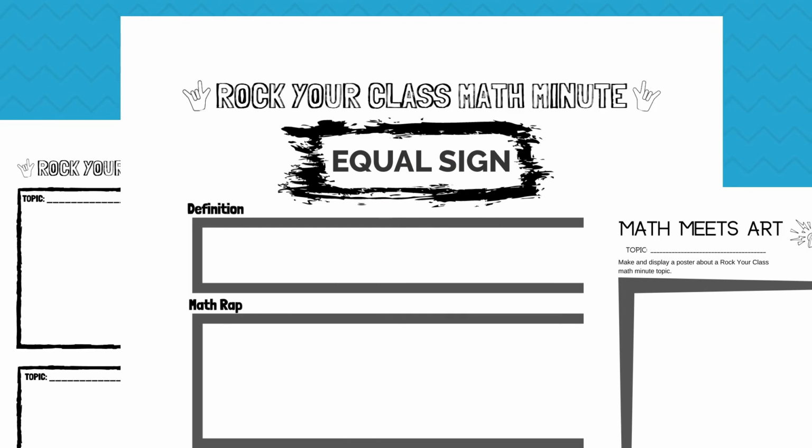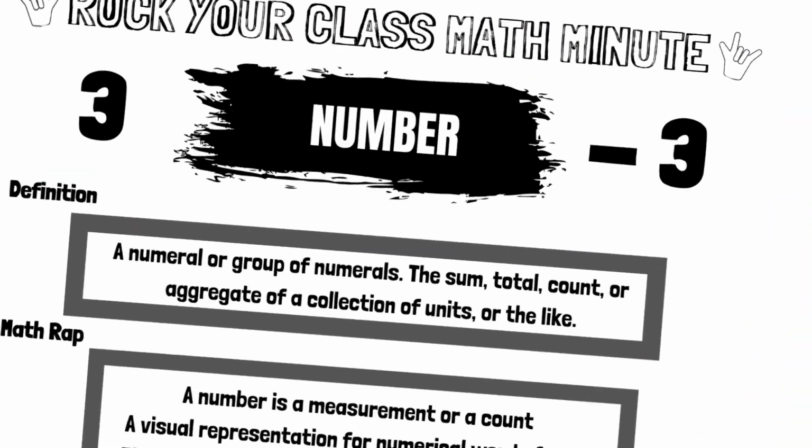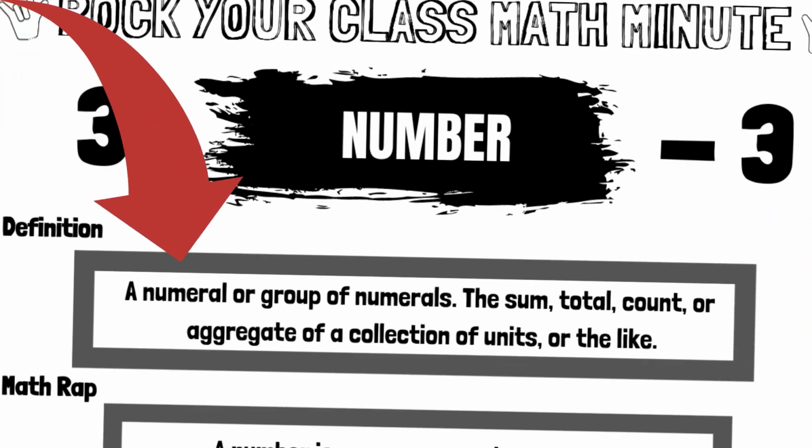Equal sign. What does the dictionary say? The symbol, equals, used in a mathematical expression to indicate that the terms it separates are equal.